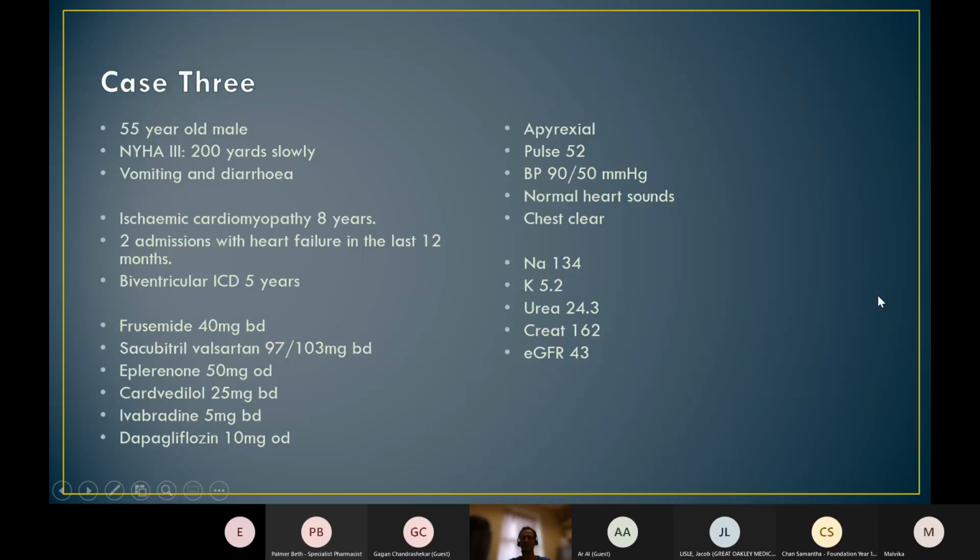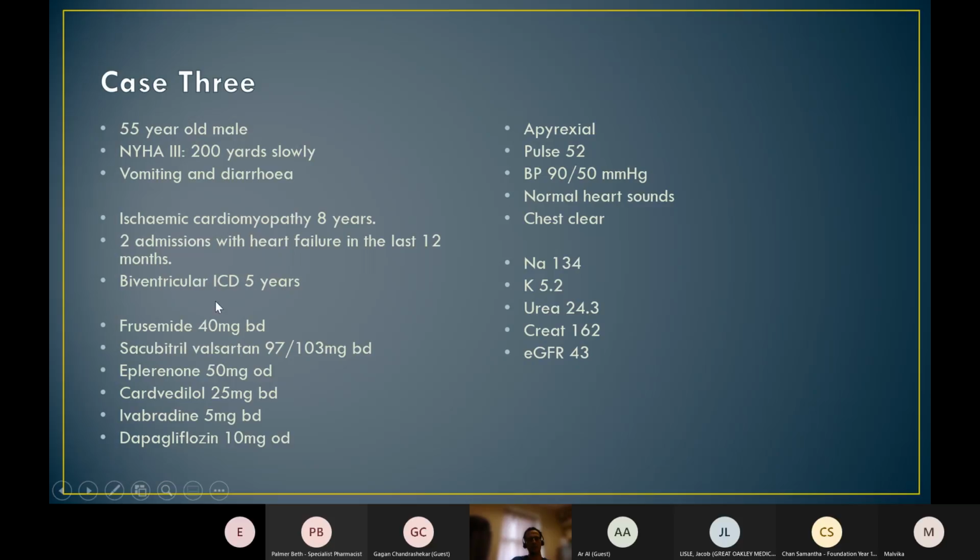I love art. Let's have some cases. Imagine that you have a 55-year-old male. His baseline is that he's NYHA class 3, able to walk about 200 yards slowly. And he's presented with vomiting and diarrhea. You dutifully find out his past medical history, which is that he's had an ischemic cardiomyopathy for the last 8 years, and he's not been well in the last year with 2 admissions with heart failure.